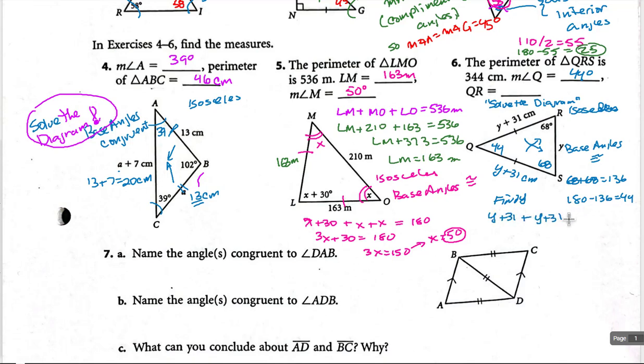So to find out the actual length of QR, we have to solve for y. When we get it all together and subtract from 344, we find that 3y is equal to 282, so y is going to be 94. Now if y is 94, the length of QR is going to be 94 plus 31, which gives us 125 centimeters.